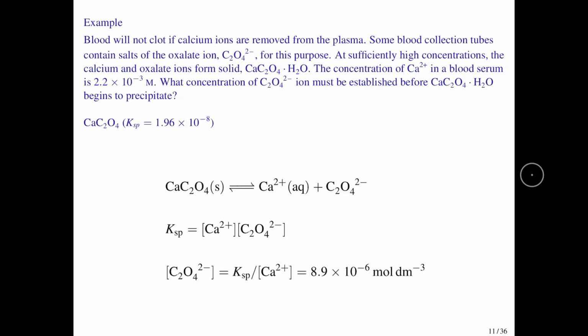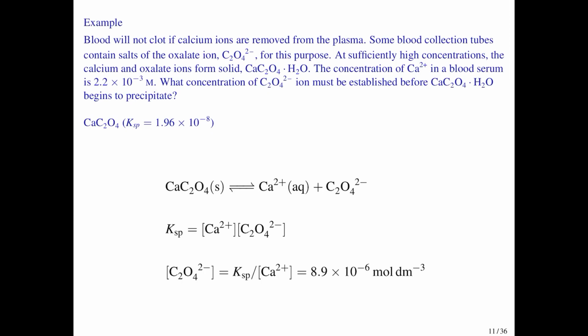This problem is of interest perhaps to the pre-health professional students in the course. Here we're talking about the collection of blood samples. And what you don't want is you don't want the blood to clot in the collection tubes. And so the reason why the blood clots is due to the presence of calcium ions in the blood. And if you can pull those calcium ions out, then you can prevent the blood from clotting.